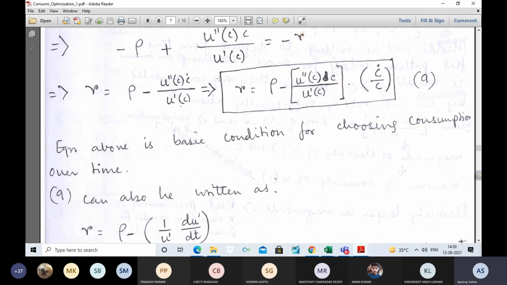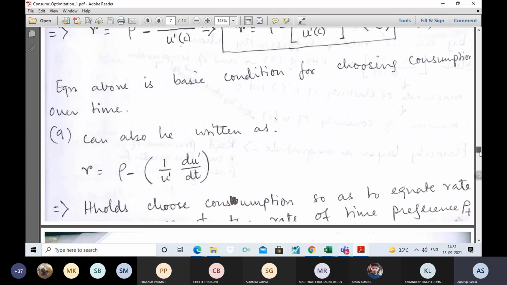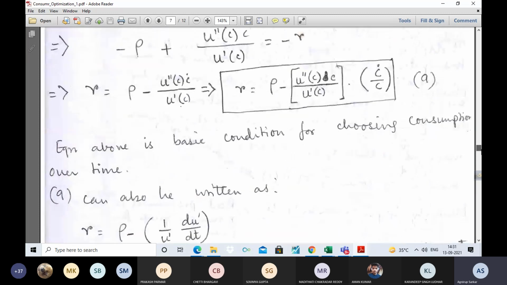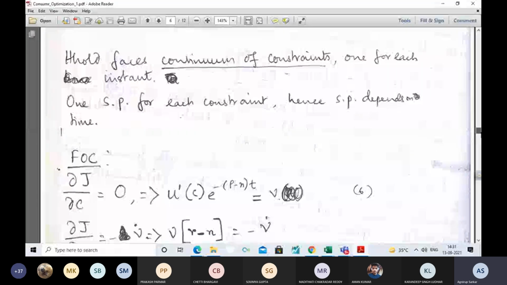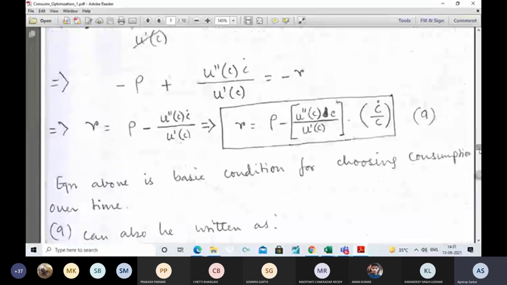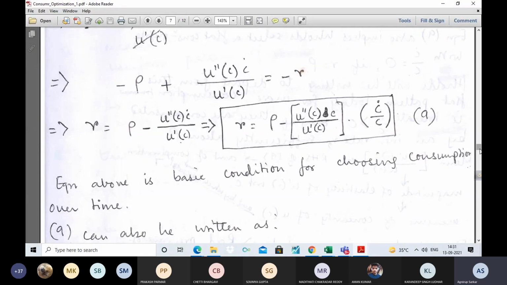The transversality condition is also something that you have to keep in mind. Probably I'll include that, but it's the total value of assets at time t should be non-negative, right? And as t tends to infinity, this value would slowly tend to zero. So that would also hold true.